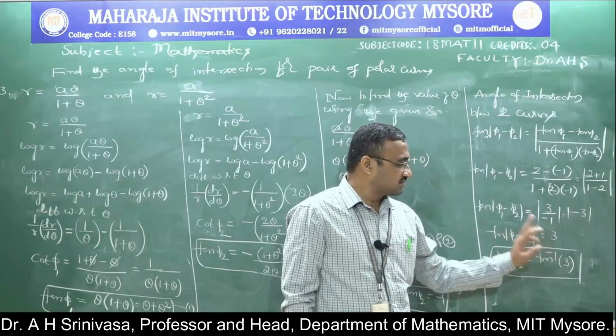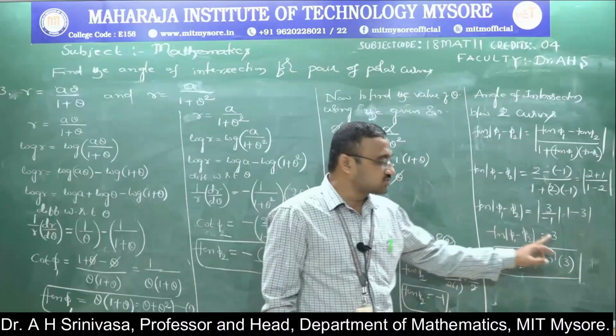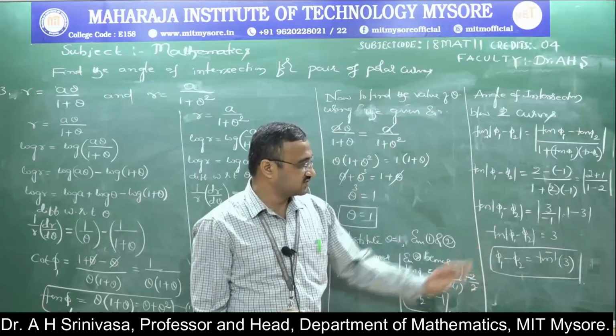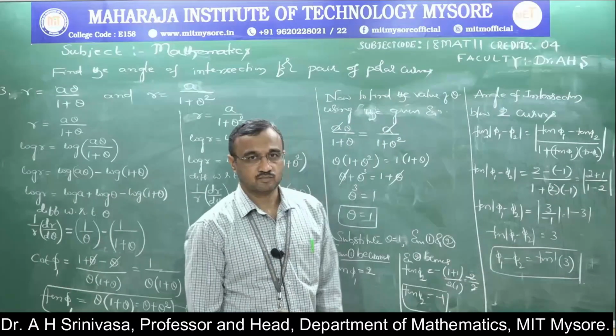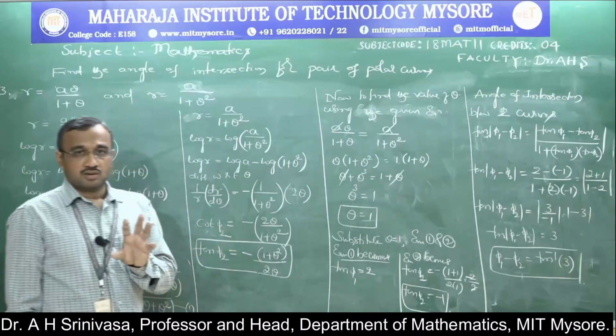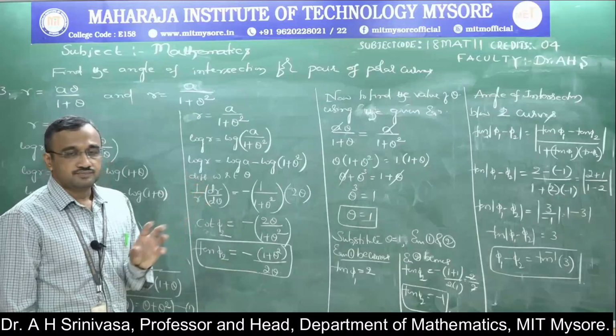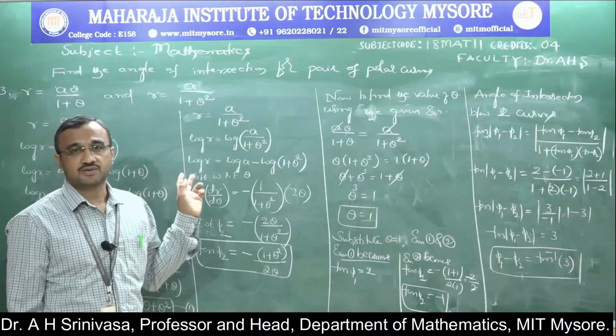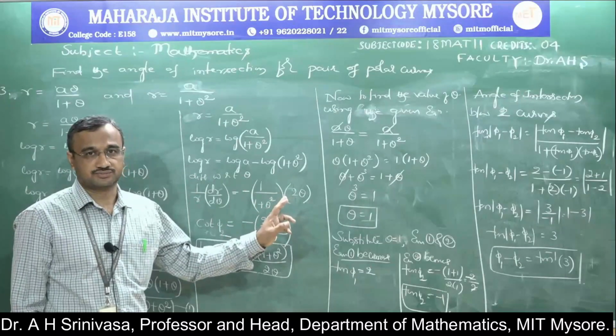If you transfer the tan term to the right hand side, it becomes an inverse function. So phi 1 minus phi 2 is tan inverse of 3. Okay, so this completes the part of the problem, how to find the angle of intersection between a pair of two curves.